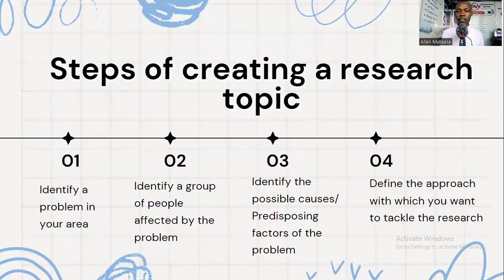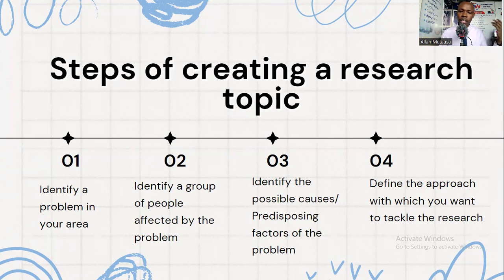So the steps of choosing a research topic: one, we will first identify the problem. So the problem is identified in the area. For instance, employees are not performing well in this company. That is a problem. So identify the group of people that are affected by the problem: employees. Identify possible causes, predisposing factors of the problem. This one is going to help you get the independent variable.